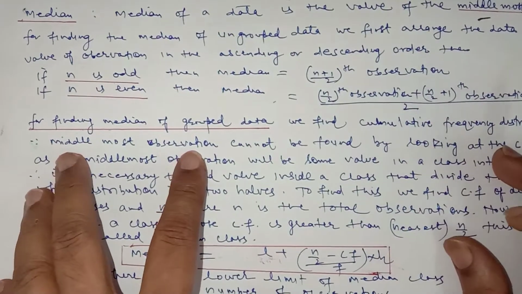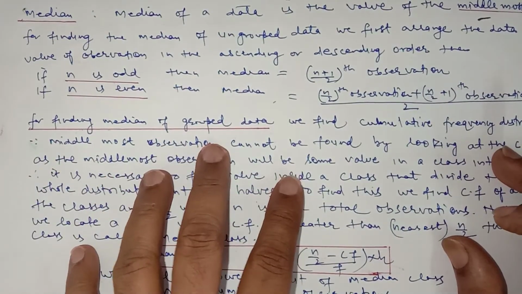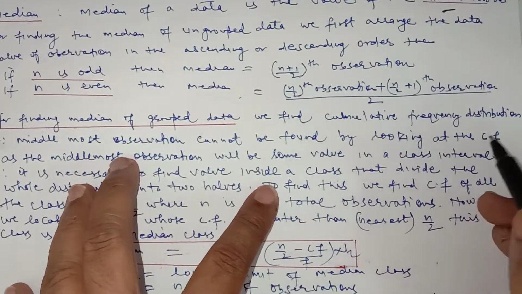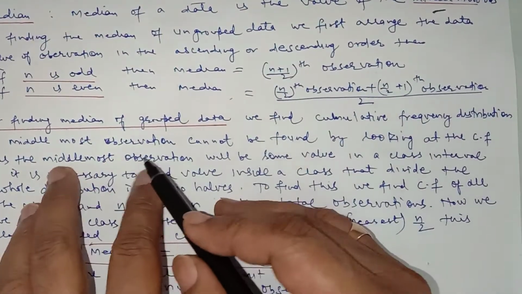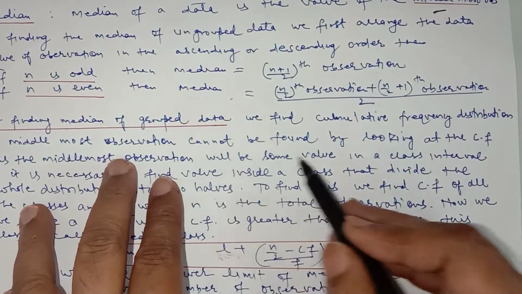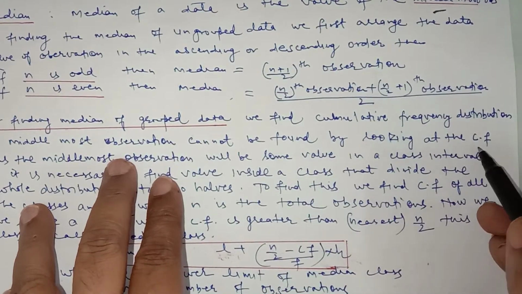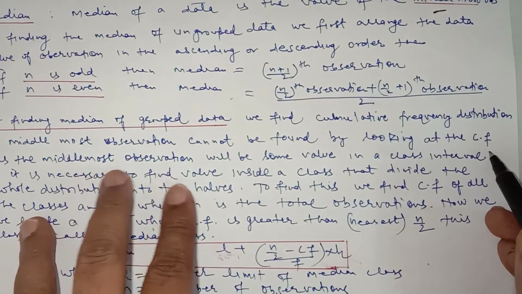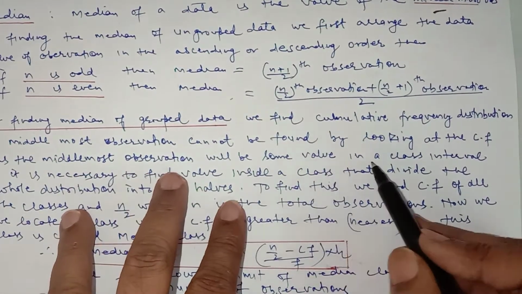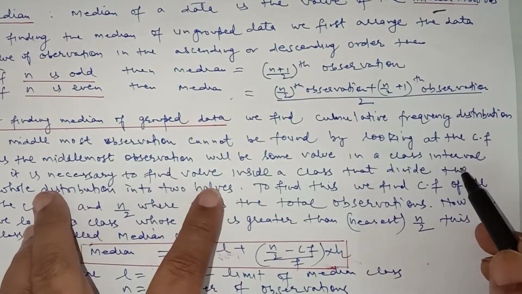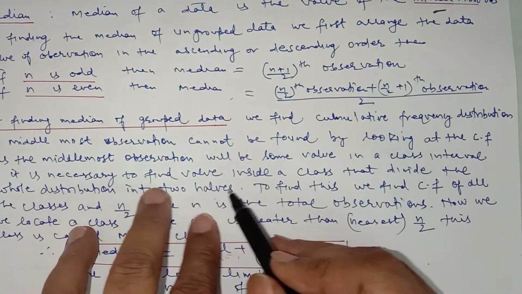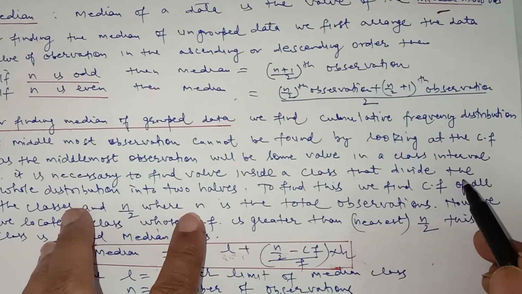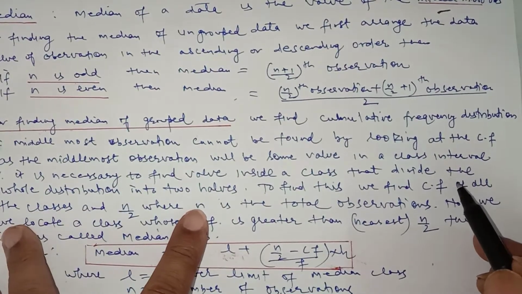Now for finding the median of grouped data, we find the cumulative frequency distribution. The middlemost observation cannot be found by looking at the cumulative frequency, that is the CF, as the middlemost observation will be some value in the class interval. Therefore it is necessary to find the value inside the class that divides the whole observation into two halves.